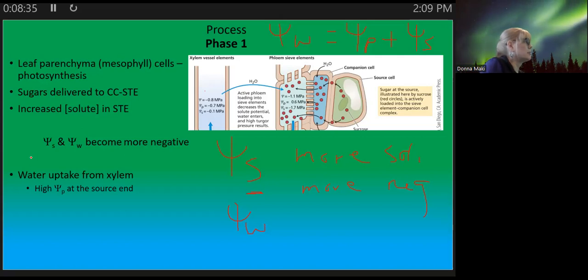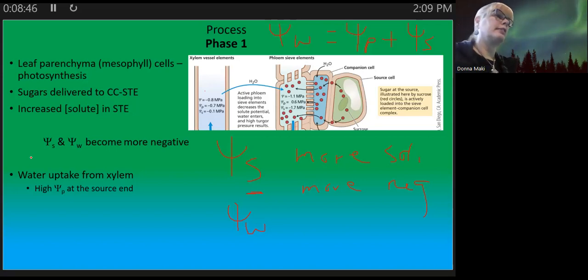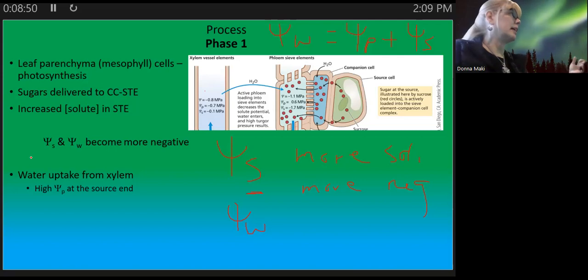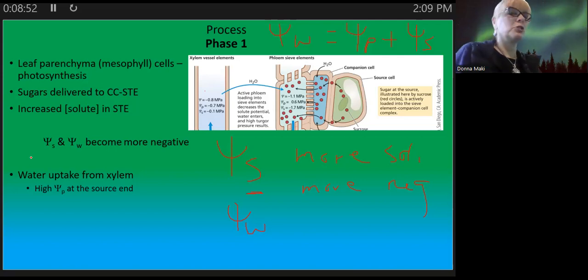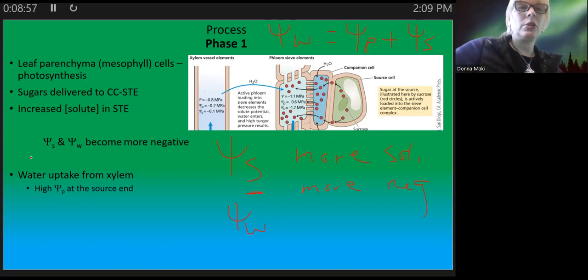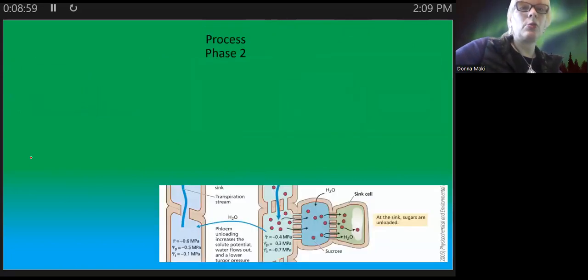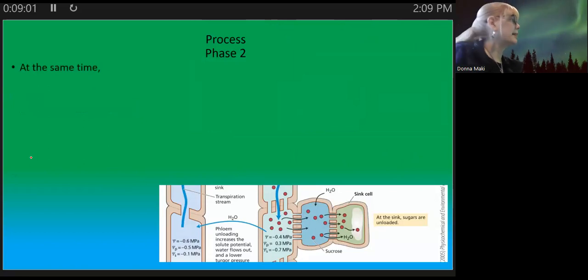But that's not the end of the story. All that we've done here is describe how positive pressure is being generated here. But now we need to think about a gradient, because that's how you get things to move. It has to be a gradient that it follows, in this case, a higher pressure to a lower pressure. So somewhere we have to describe a lower pressure situation compared to this source. So now we look at phase 2, what's happening in the sink.